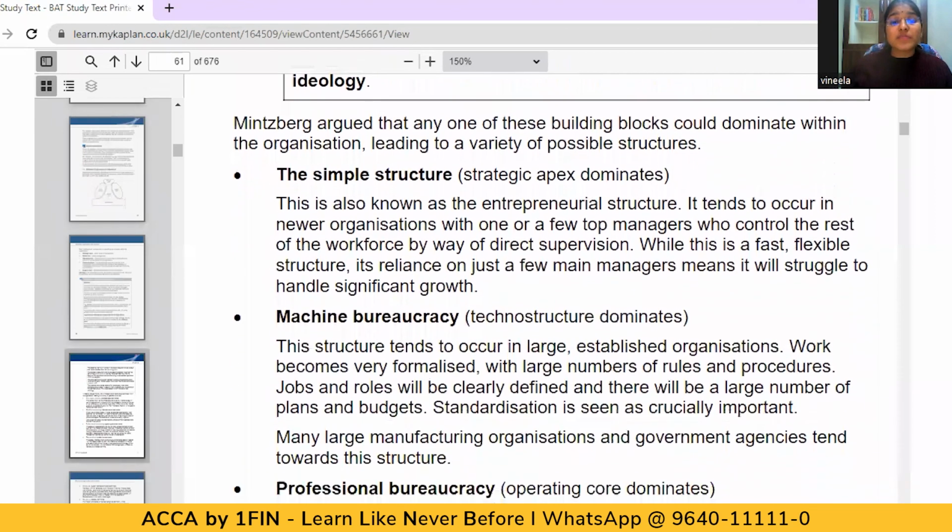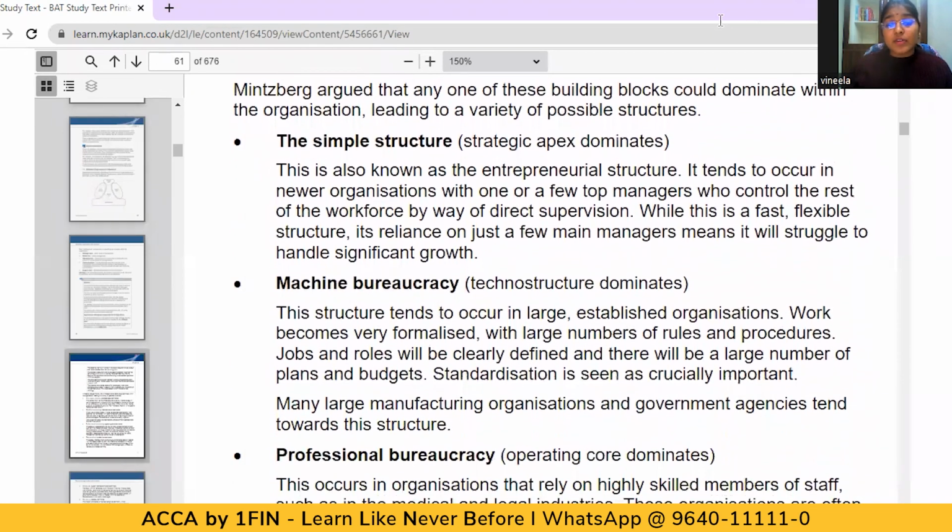But the real concept starts from here. What if one level or one building block dominates the whole organization? If one building block is trying to give commands, or one block is trying to control overall organizational decisions, then what will you call that organization structure? Very important from your examination perspective. Make sure you are listening clearly.